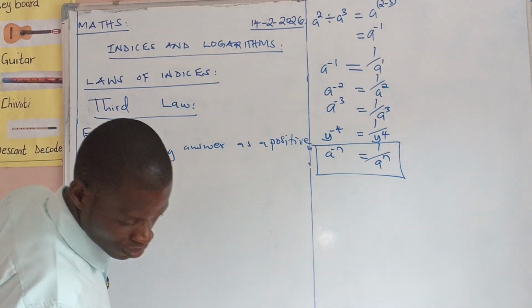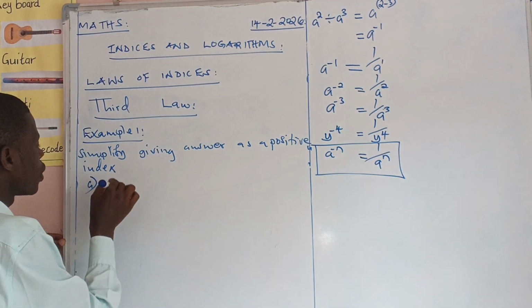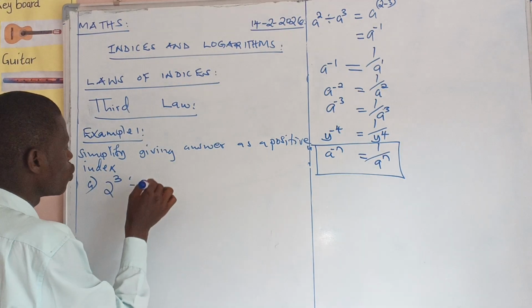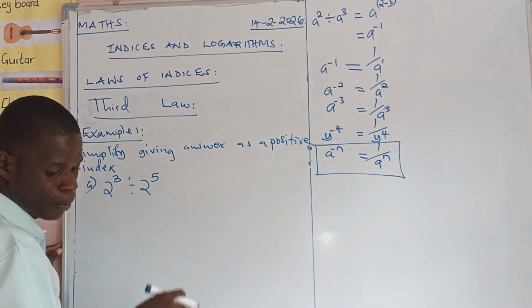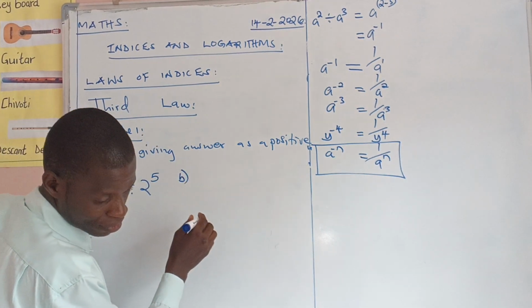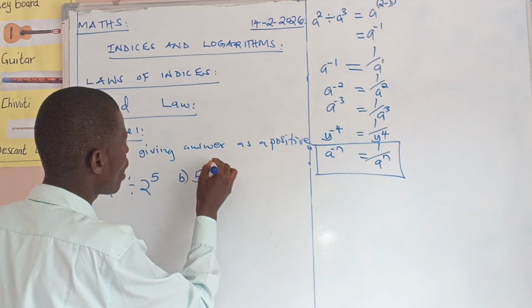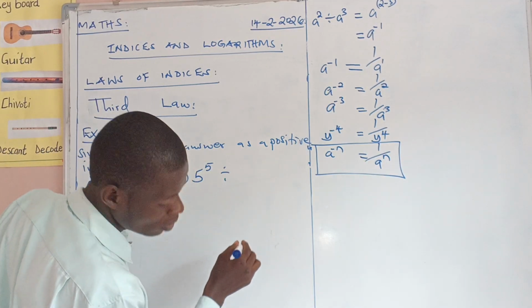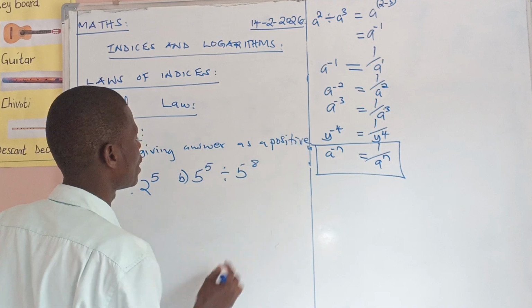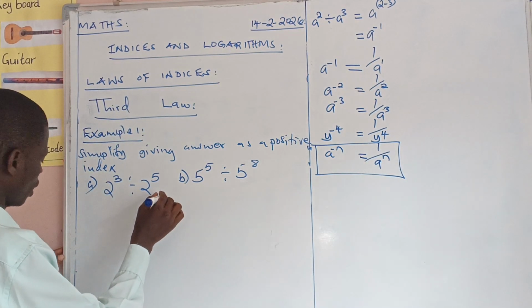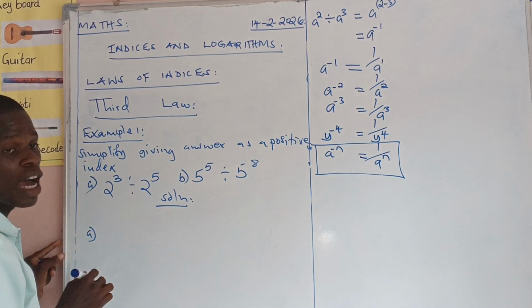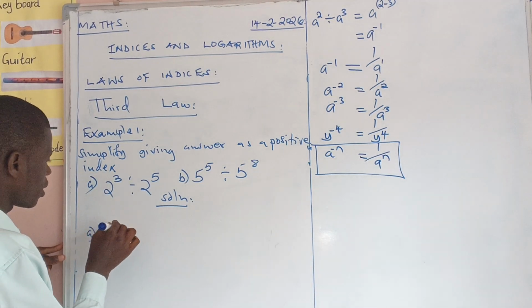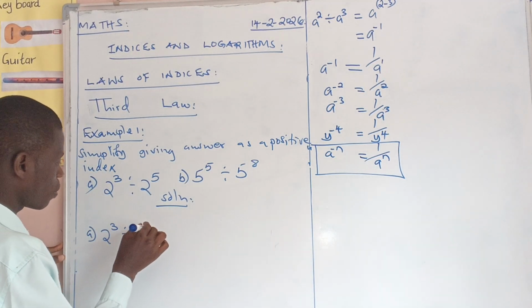A, what do I have? 2 raised to power 3 divided by 2 raised to power 5. B, what do I have? 5 raised to power 5 divided by 5 raised to power 8. Easy solution. A, what do I have? 2 raised to power 3 divided by 2 raised to power 5.